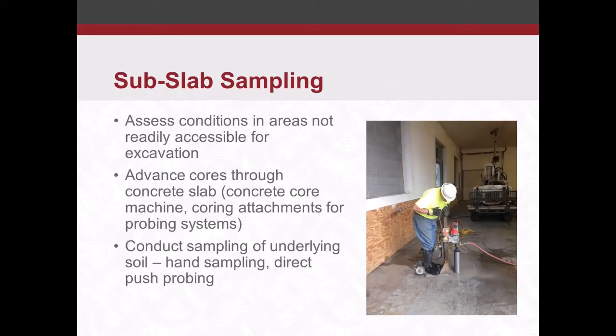Subslab sampling. You see in the picture here a core drill. That's typical core drill equipment. It allows us to drill through a concrete slab or asphalt, and then we can actually sample. You can bring in some different equipment, like in a facility like this. You can bring in that geoprobe you can see in the back, bring it right forward and get your sample just like you would outside. So it's very useful in seeing what you might have under a building.